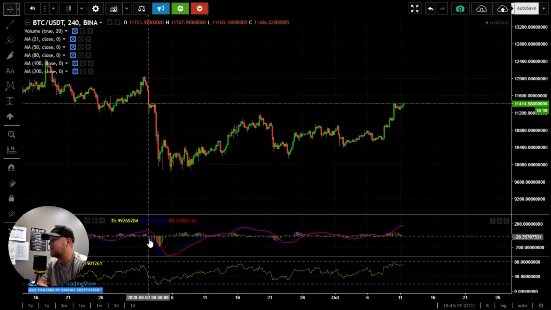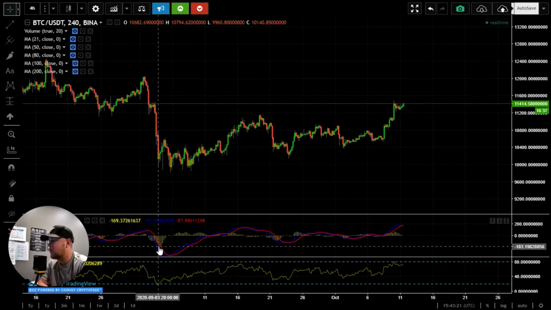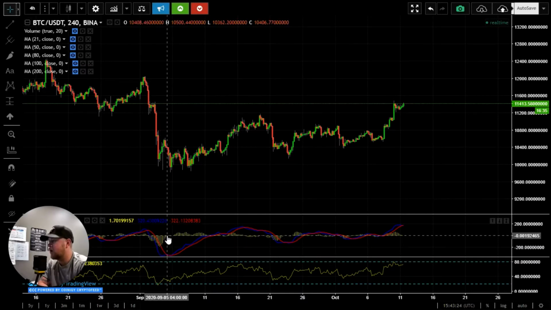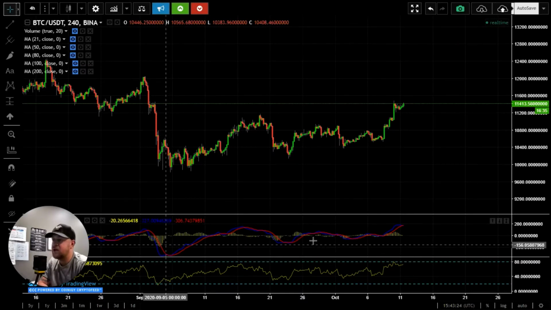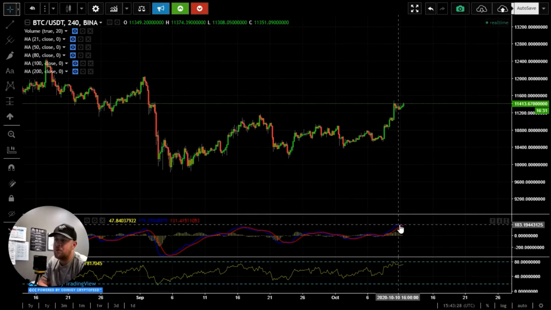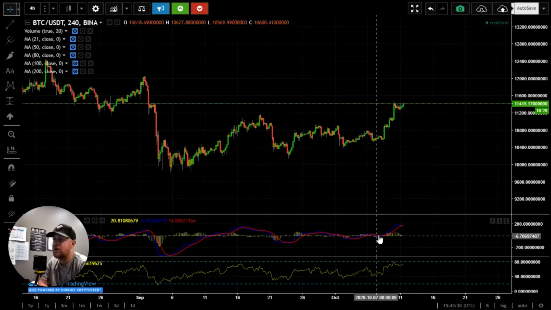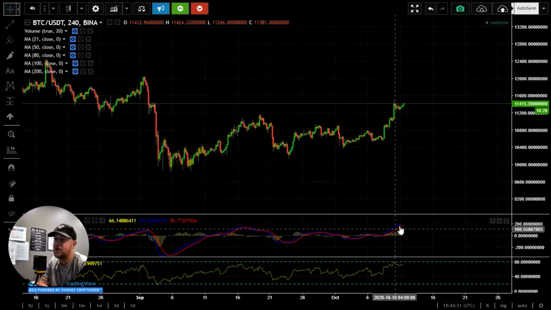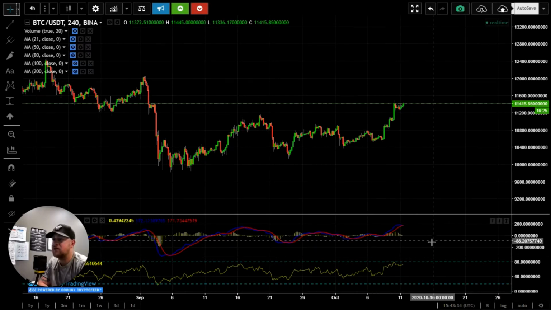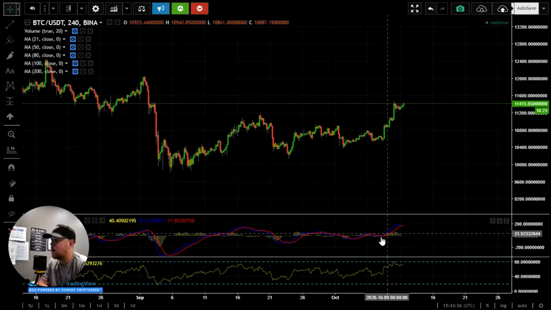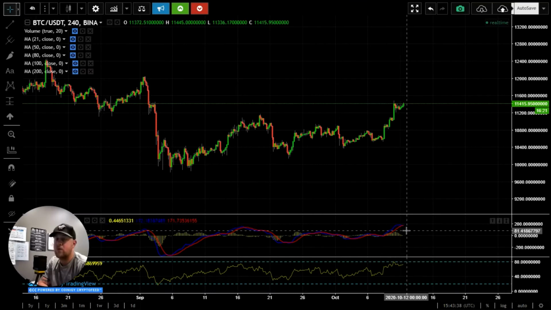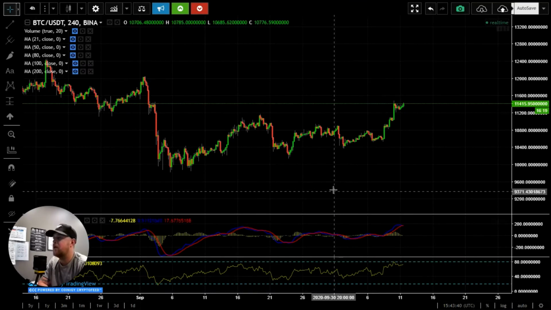So the MACD has a histogram. The deeper the histogram, the more chance we are coming back up. As you can see, people play the crosses, the golden cross or the death cross. This here on this MACD kind of looks like a bit of a death cross with your blue crossing down through the red. Again, I'll go over that in another video.